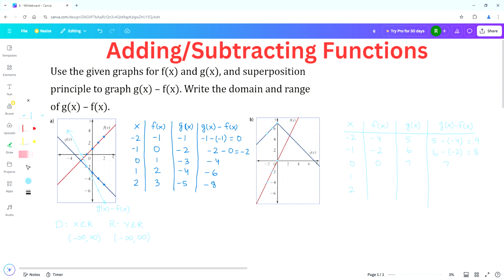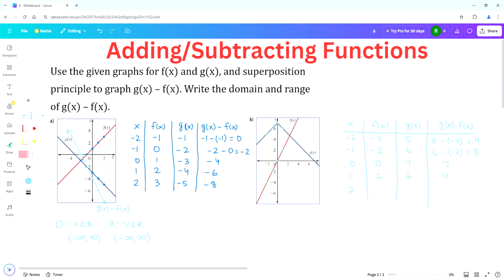At x equals 1, f at x is equal to 2, this point on the red line. At x equals 1, g at x is equal to 6, this point on the blue line. So at x equals 1, g at x minus f at x is equal to 6 minus 2, which is equal to 4.